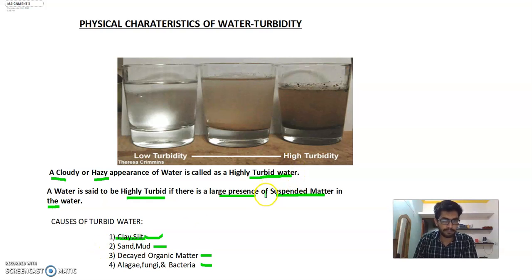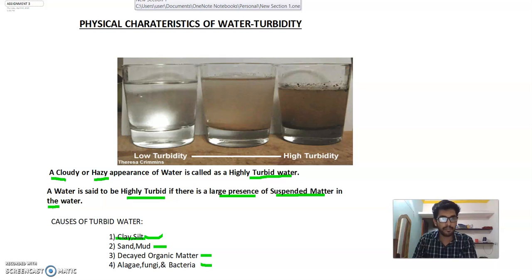for turbidity. So the suspended matter, that is clay or silt, depends upon the type of soil over which the water has flown and also the velocity of water. So if the water was streamline flow, the large suspended matter will settle down faster than the finer suspended matter in the water.